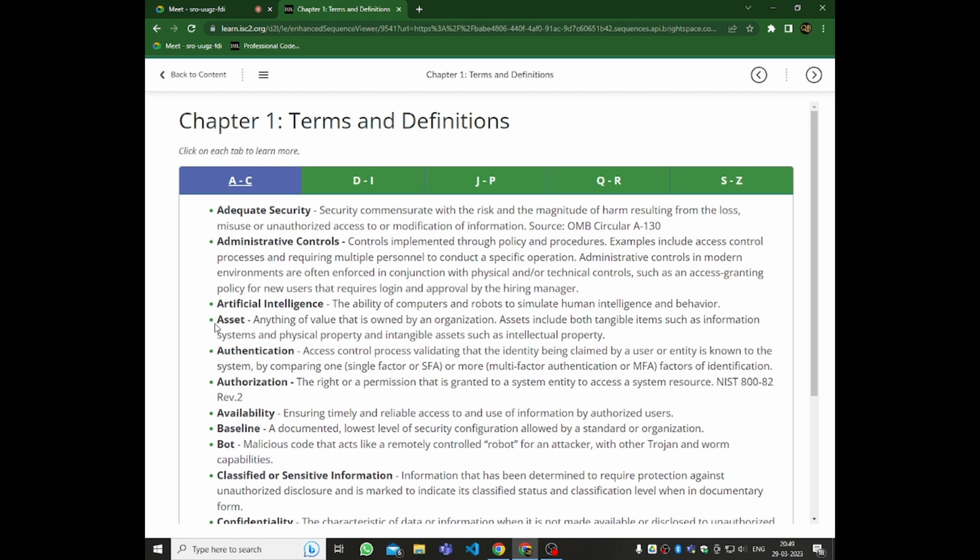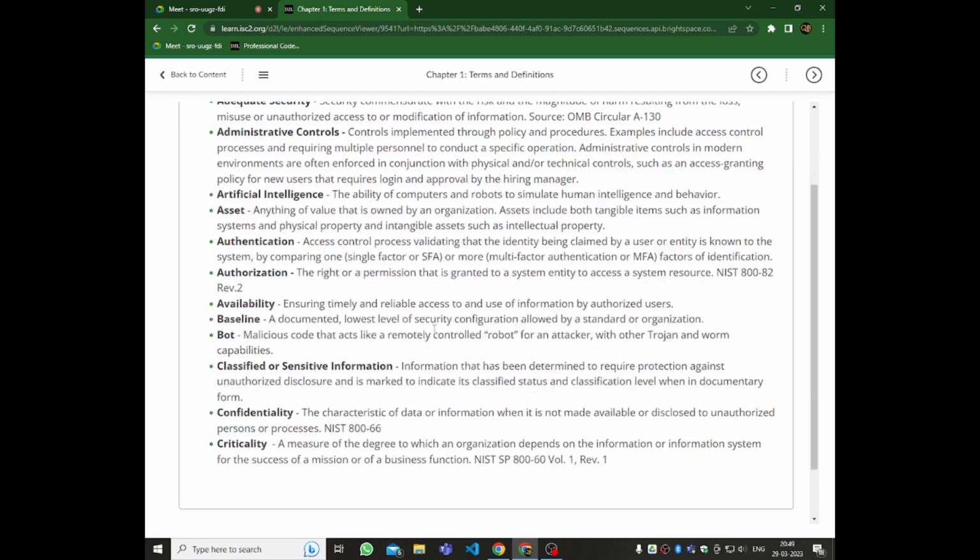Availability: ensuring timely and reliable access to and use of information by authorized users. Next is baseline: a documented lowest level of security configuration allowed by a standard or organization. Next is bot: malicious code that acts like a remotely controlled robot for an attacker, with other Trojan and worm capabilities.